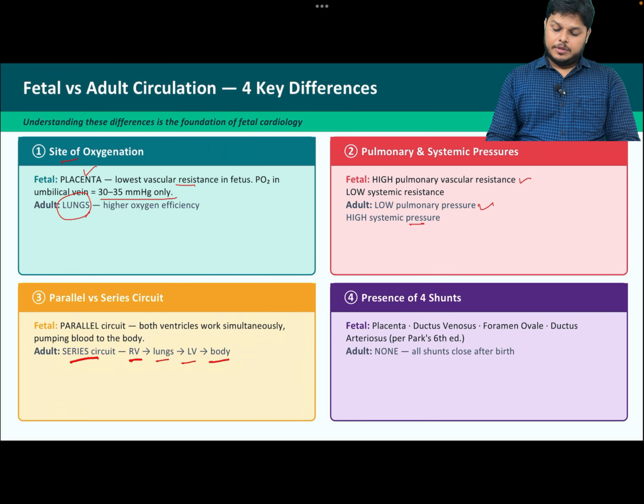And the fourth difference, presence of the shunts. There is no shunt in the adult circulation. If there is a shunt, there is a disease. But in fetal circulation, for effective functioning, there are shunts. There are physiological shunts that are closed after the baby is born. The shunts are Ductus Venosus, Foramen Ovale, and Ductus Arteriosus. Placenta we can consider as a shunt, but major shunts are Ductus Venosus, Foramen Ovale, and Ductus Arteriosus. But in adults, there are no such shunts.